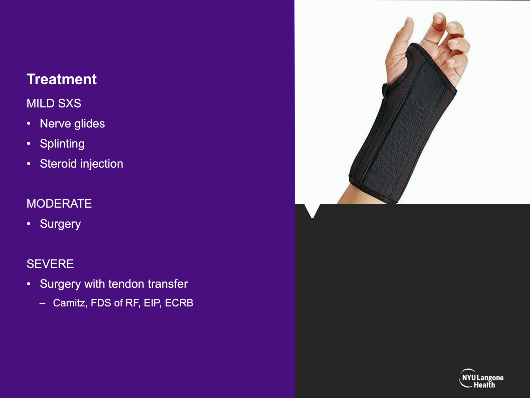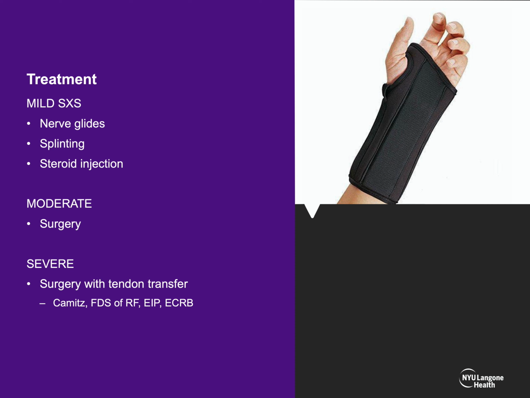When symptoms are moderate or severe, and moderate is defined as constant, objective decreased sensation, objective weakness, constantly subjective change in sensation. Those are moderate, and then severe is atrophy. When things are moderate to severe and you fail non-operative treatment, then operative. If things get really severe and people have atrophy of the thenar musculature and they're not able to palmarly abduct or oppose the thumb, then you can do a tendon transfer.